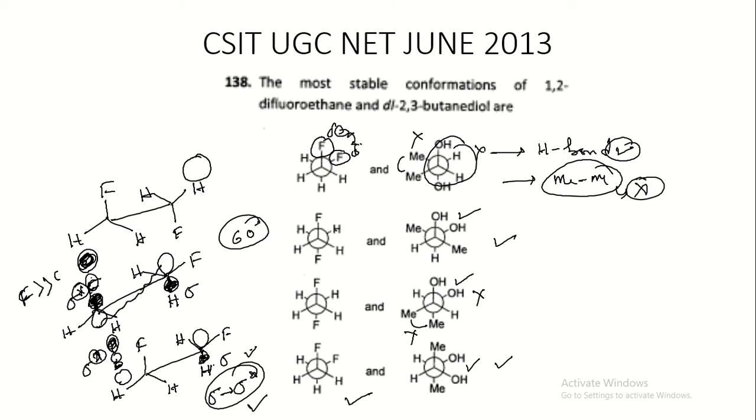So here both the conformations are perfect, because there is one hydrogen anti to this fluorine and one hydrogen anti to this fluorine, that can stabilize the system very well.